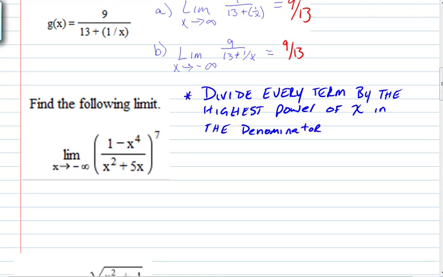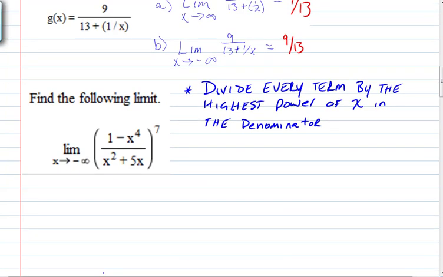Now you say, well, that's not valid. Why am I doing that to every term? Well, it is algebraically valid because remember, with a fraction you can multiply it by 1 and not change anything, right? So what I'm going to multiply this by is the highest power of x here, which is x squared. Watch this. I'm not worried about that 7th power right now. What I'm going to show you is that 1 minus x to the 4th over x squared plus 5x.